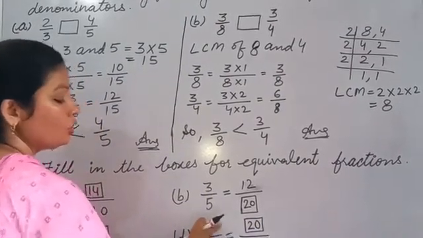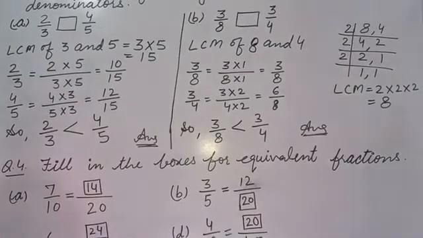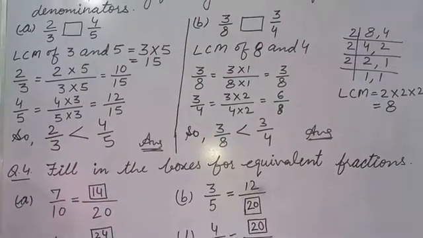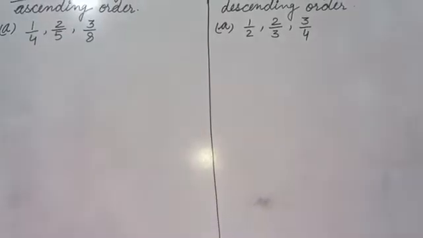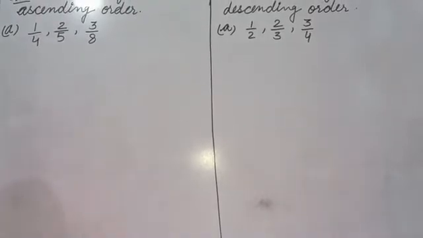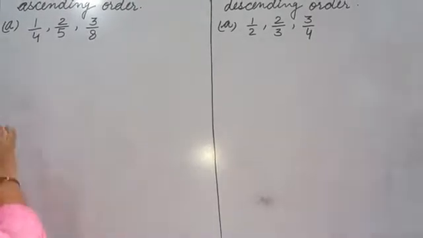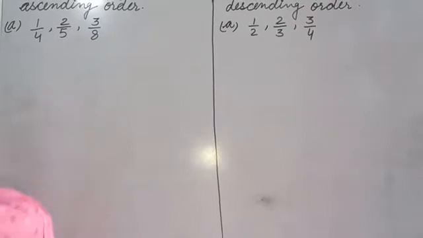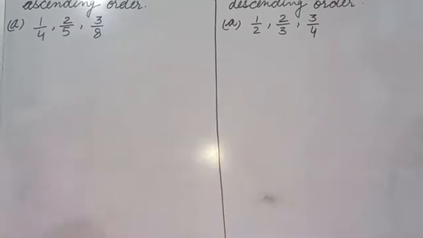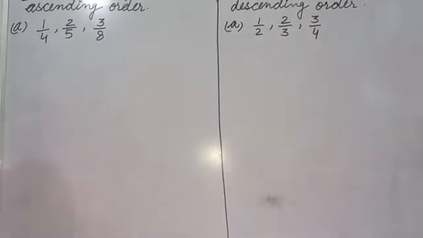Okay. So like this you will solve. Now question number 5. Write the fractions in ascending order. I take here A part. B, C, D you will do yourself. Okay. So you should write in ascending order.